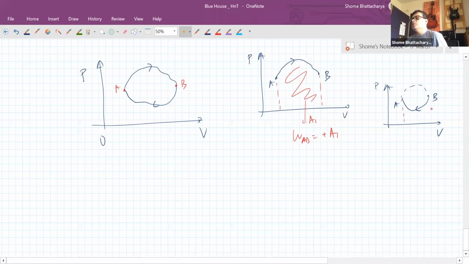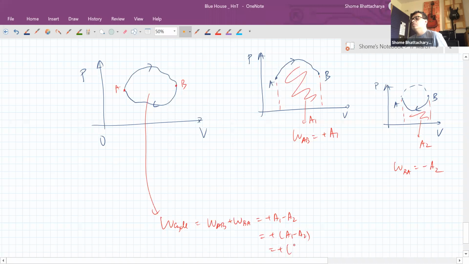So what is happening in B to A? If this area is A2, so work done from B to A is becoming the negative of that area. So now for the whole cycle, we have to do the algebraic sum of this now. So it is plus A1 minus A2. So it becomes the positive of the area of the loop. That is the area enclosed. That is this area. This is the area enclosed by the loop.